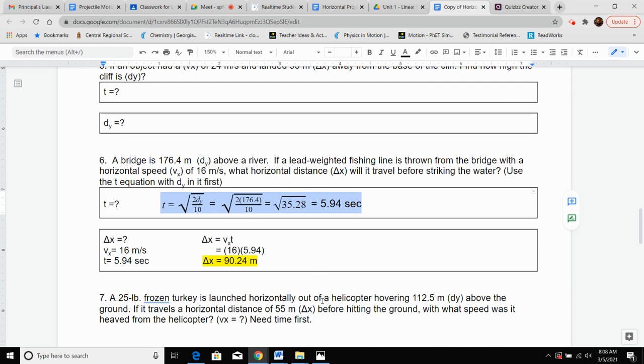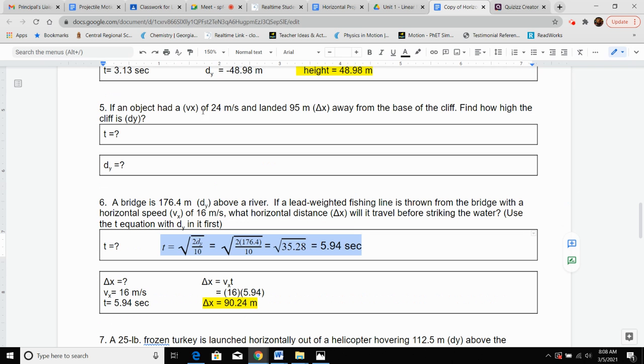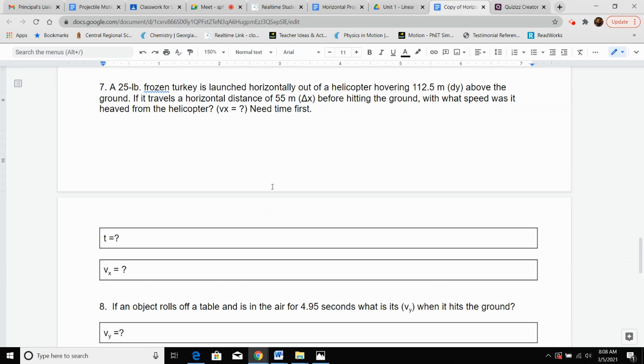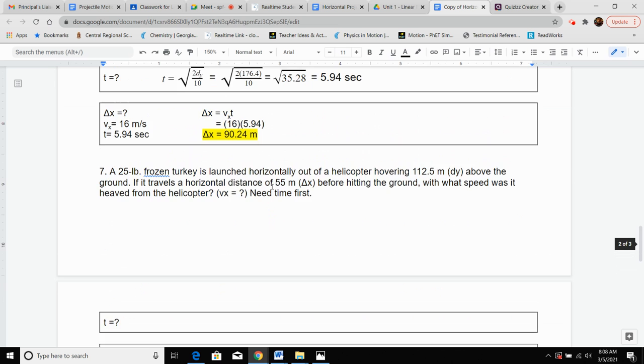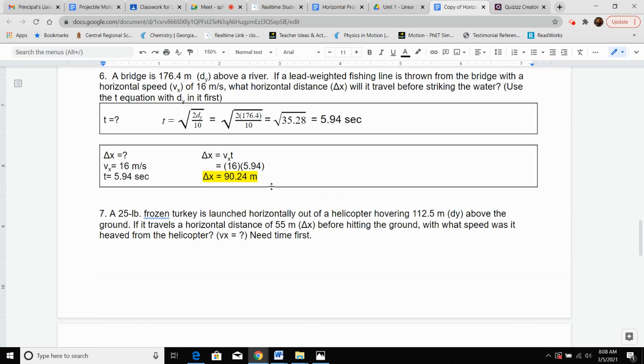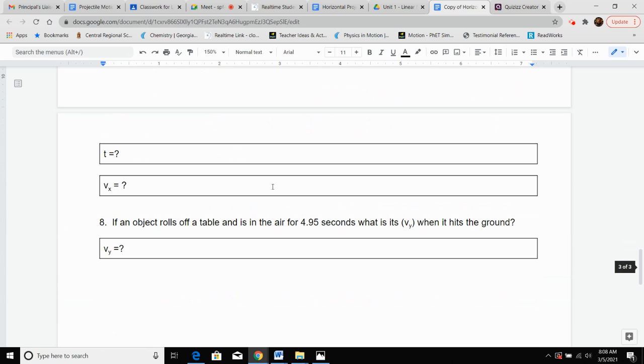So again, these guys, they want to know the height. You need time. So time, I wrote here, time first. You have Vx and delta x. You can solve for time, get time, plug it in to the dy equation, and then solve. And then the 7 is the same as 6.